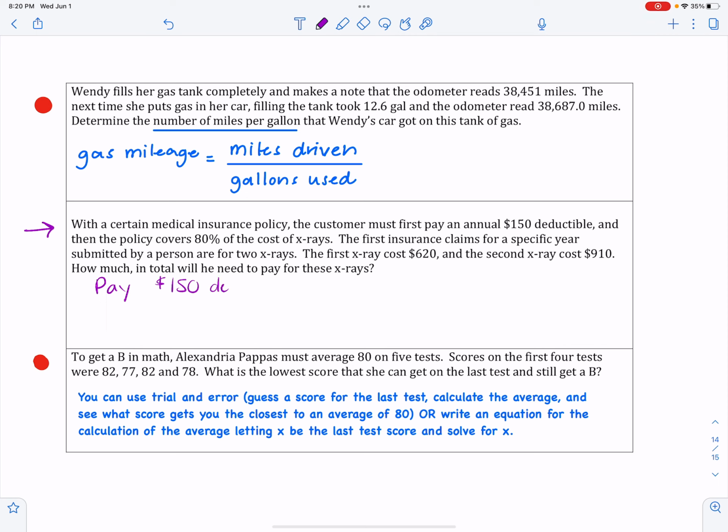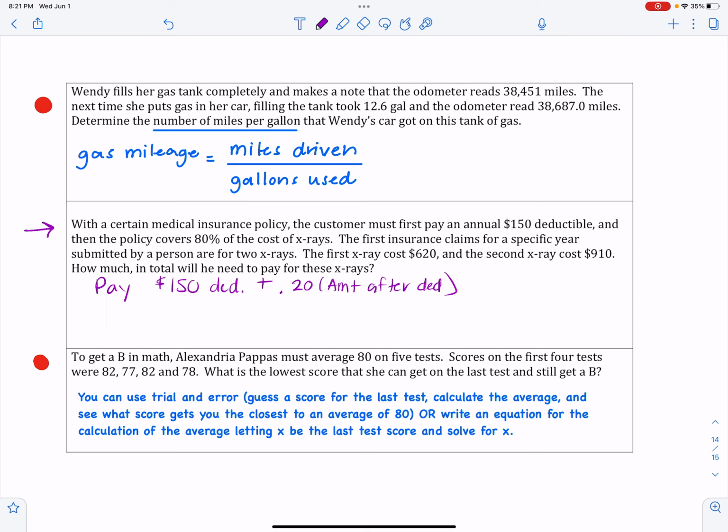$150 deductible, and then the policy covers 80%. Now remember, I'm trying to write down how much the person will have to pay. So I'm going to flip that here. If the policy covers 80%, then the person will have to pay 20%. So let me write that as a decimal of the amount after the deductible. All right. Sometimes it helps me just to write it out in words first.